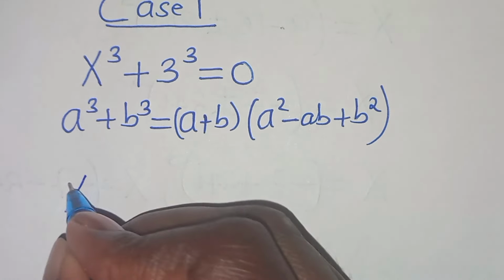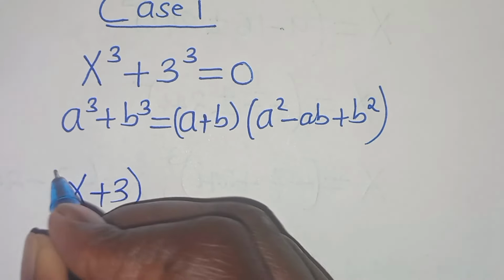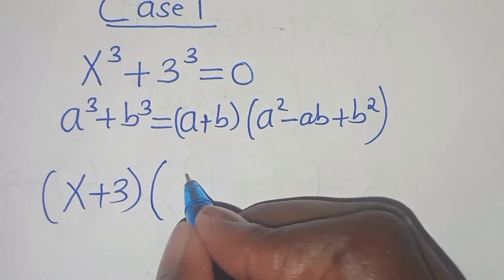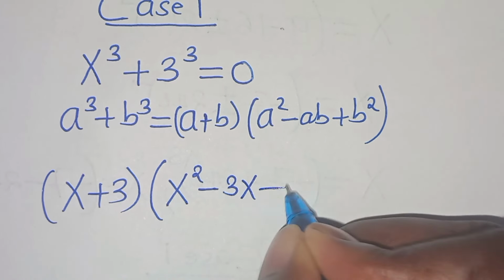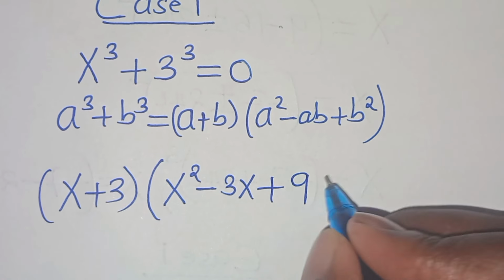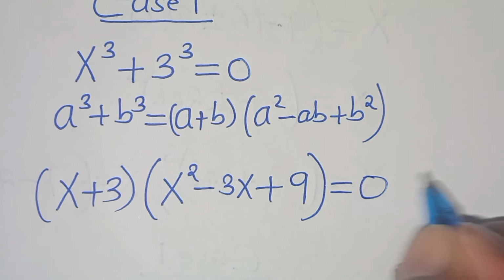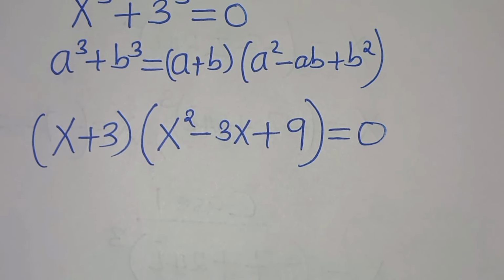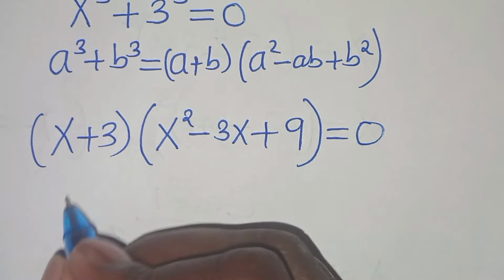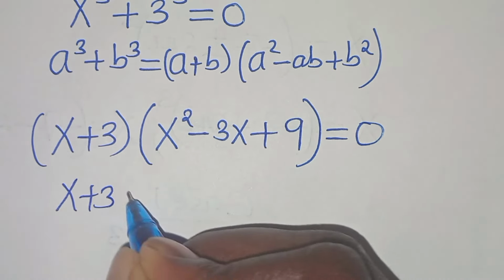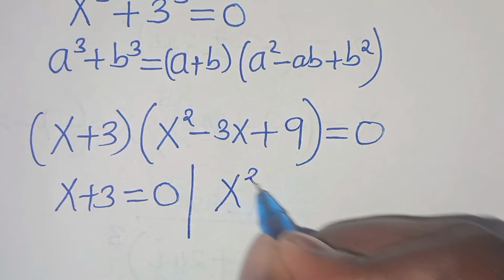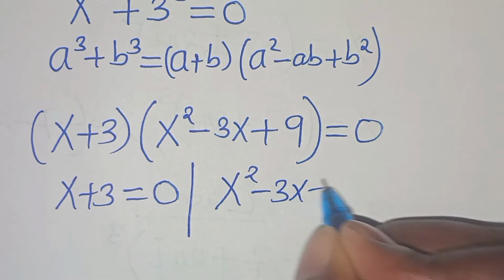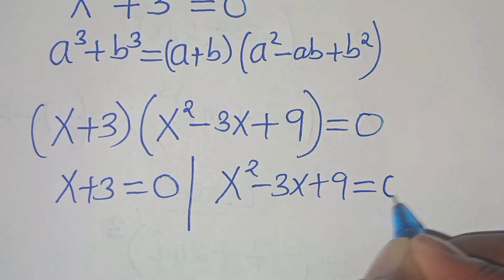then we have x plus 3 in parentheses times x to the power of 2 minus 3x plus 3 squared, which is 9, equal to 0. So here we have two parts. We have x plus 3 equal to 0, and we have x to the power of 2 minus 3x plus 9 equal to 0.